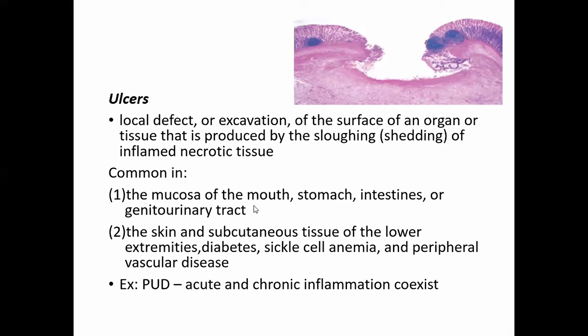So this is a microscopic, low power cross-section of a duodenal ulcer crater with acute inflammatory exudate on the base. On higher magnification, you can still see the inflammatory infiltrates around. You will notice that the epithelium here is no longer continuous because it is broken by the ulcer. There is an excavation in this area.